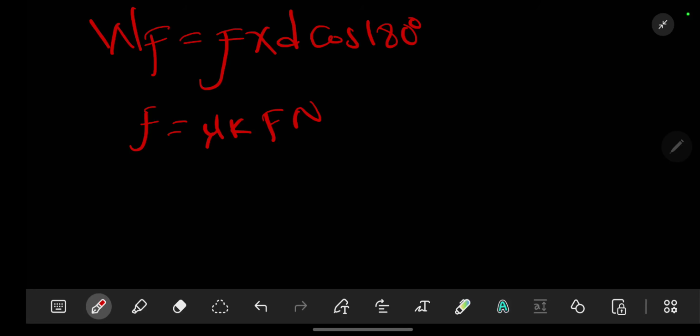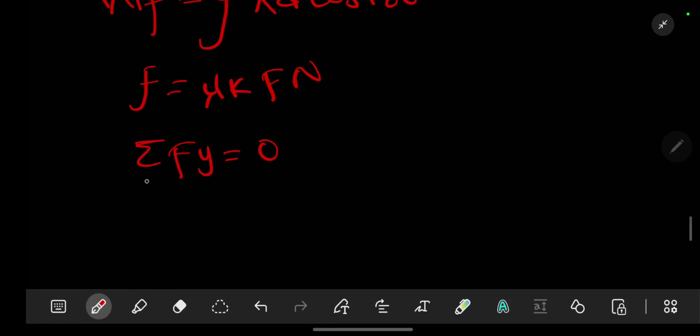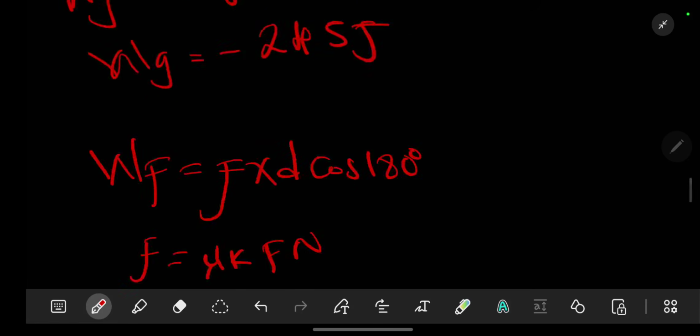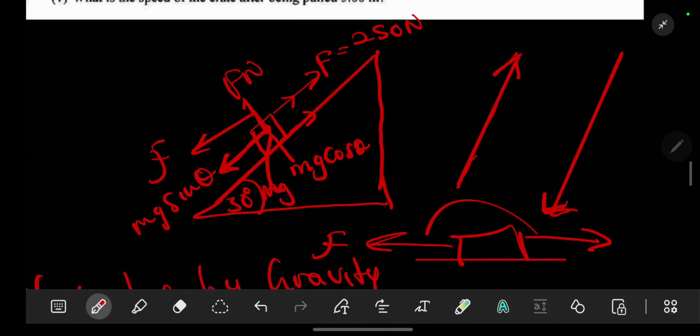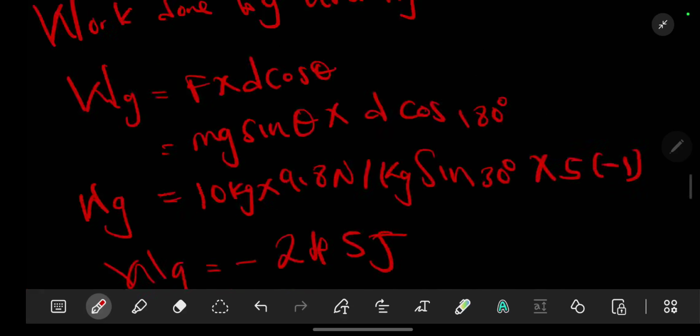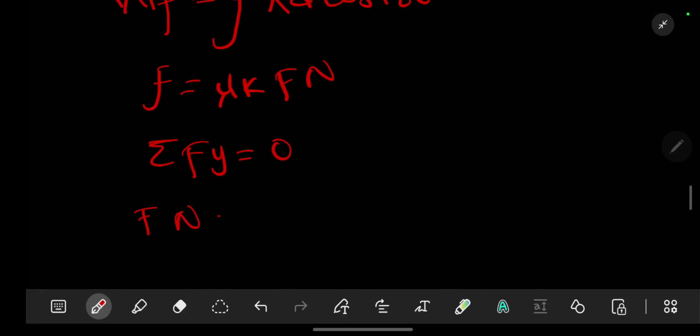Now knowing that from Newton's second law, the summation of forces in the y should be equal to 0. So we are going to have the normal force. If you look at the diagram, the normal force is pointing up. This one is the parallel, mg cosine of theta. So if you look at your normal force, then minus the other one that is pointing in the other direction, which is your mg cos of theta, should be equal to 0 like that.